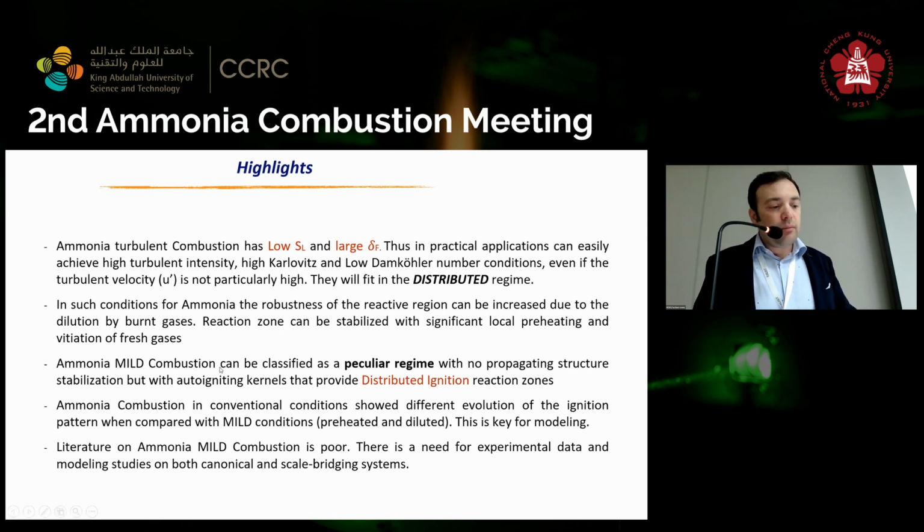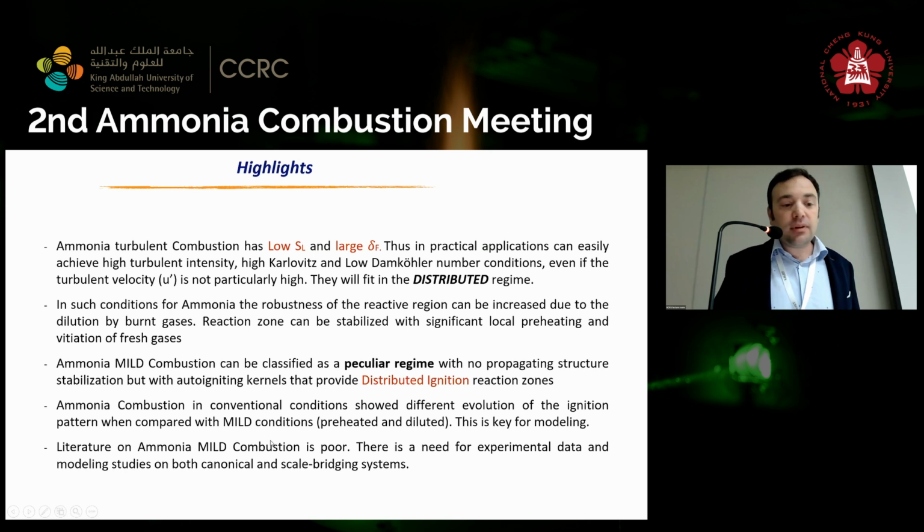In this case, we have ammonia mild combustion that can be classified as a peculiar combustion regime that is different from the propagating structures, and that provides a distributed ignition reaction zone. So ammonia in conventional conditions showed a different evolution of the ignition pattern when compared with mild. This is very important for modeling aspects and for applications. As I said before, literature on ammonia mild combustion is scarce, and I hope that many people in this community can try to model and to provide new experimental data on both canonical and scale bridging systems. Thank you.